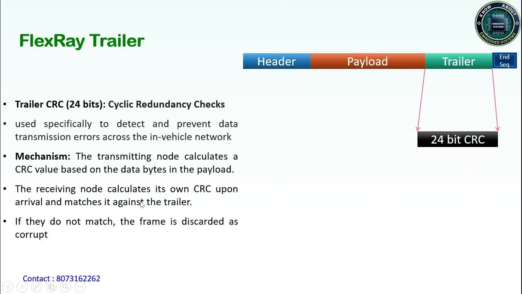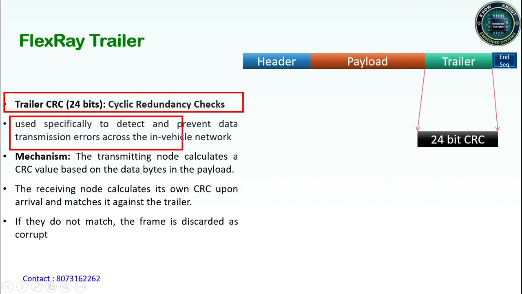So we have a total of 24-bit CRC. As I told you, the trailer will consist of 24 bits of CRC. CRC stands for cyclic redundancy check. This cyclic redundancy check is a unique code which is used to detect and prevent data transmission errors across vehicle networks.